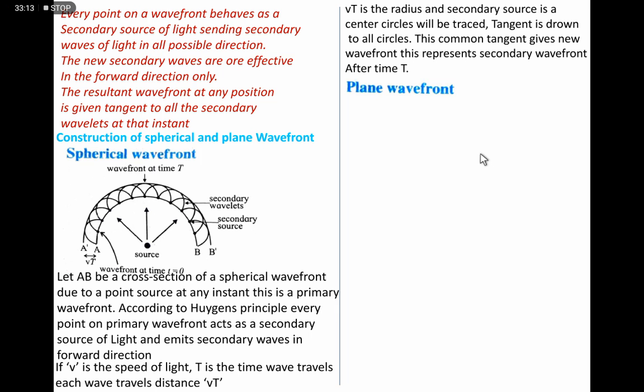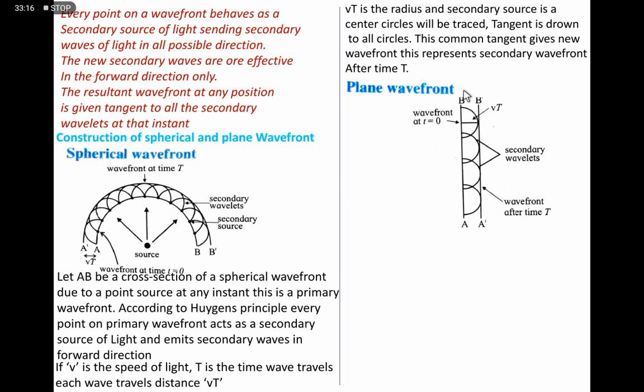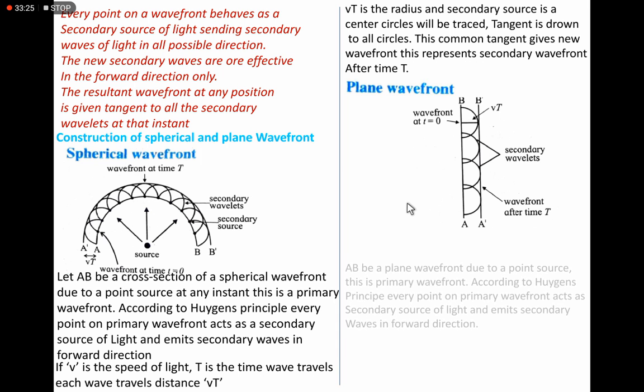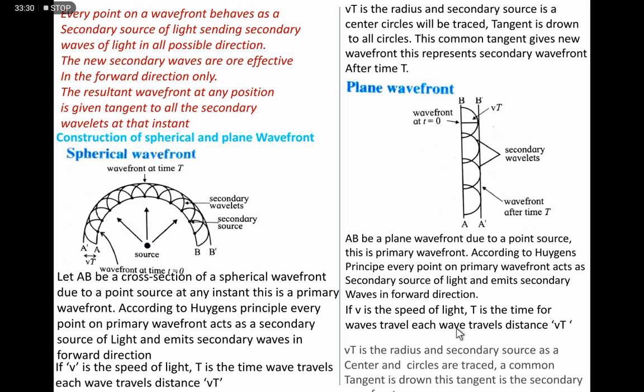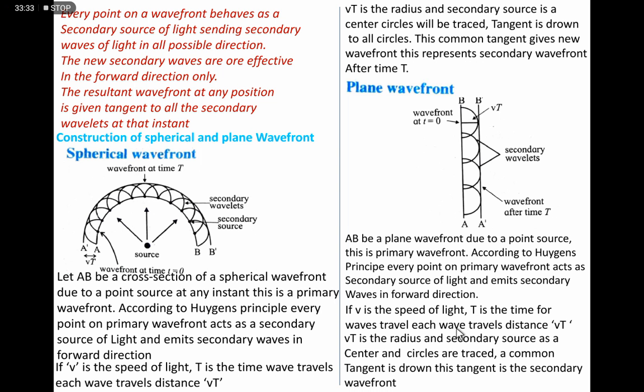Look at the plane wavefront diagram in our book. Again AB is the plane wavefront, here a spherical wavefront, and the same mechanism we have to explain. The same explanation applies here, only the diagram is different. So no need to explain once again how the plane wavefront is formed. Instead of spherical wavefront, we have to use the words plane wavefront. The explanation is the same.